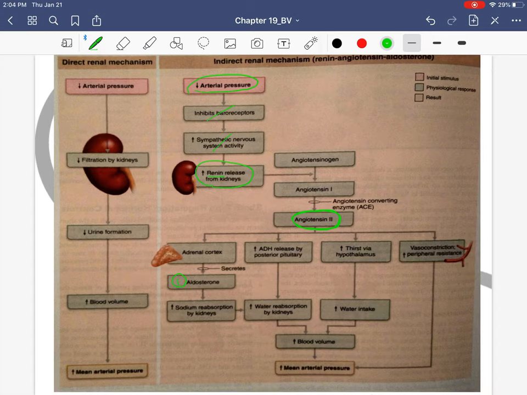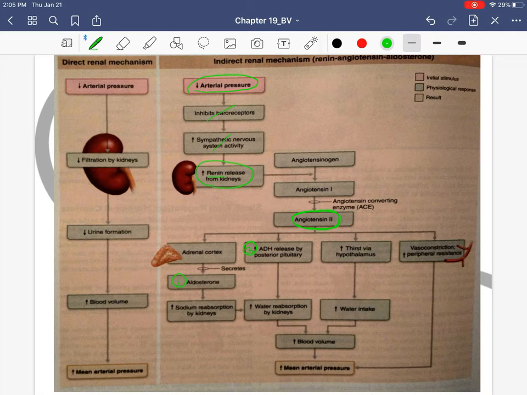It causes a release of aldosterone, our salt-retaining hormone. Aldosterone goes to our kidneys, telling them to retain more salt. If I retain more salt, I also retain more water. By retaining more water, blood volume goes up, which increases blood pressure.